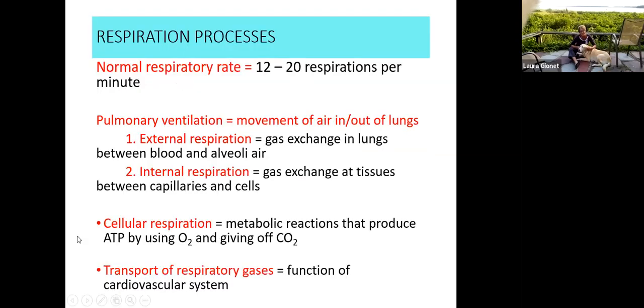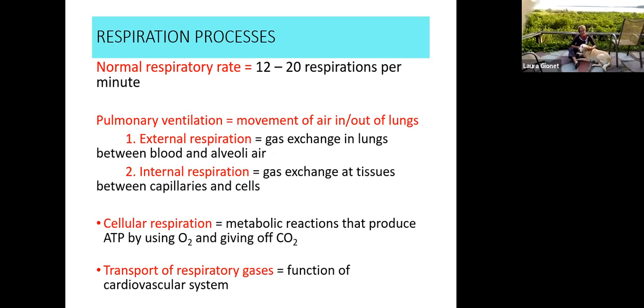Okay, the respiration processes. Normal respiratory rates are 12 to 20 respirations per minute. Magic number, 12 to 20. Pulmonary ventilation is the movement of air into and out of the lungs. We have two places of gas exchange. We have external respiration and internal respiration. External respiration is the gas exchange that occurs at the lungs itself, between the gases in the alveoli and the gases in the blood passing through the lungs. That's called your external respiration.